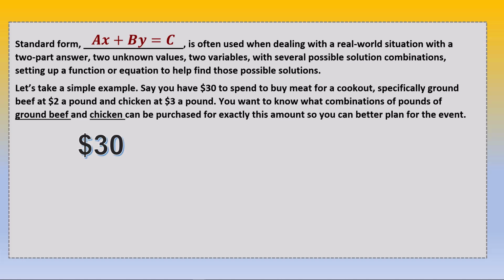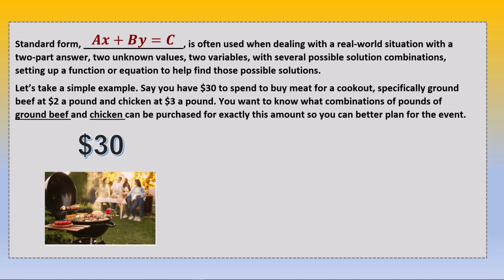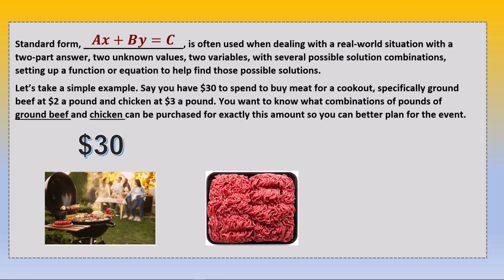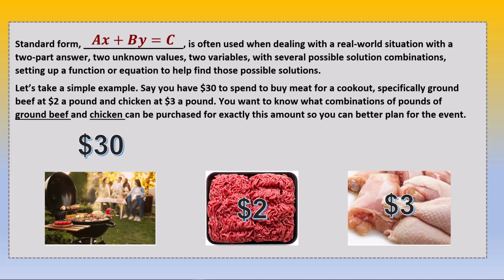Say you have $30 to spend to buy meat for a cookout, specifically ground beef at $2 a pound and chicken at $3 a pound. You want to know what combinations of pounds of ground beef and chicken can be purchased for exactly this amount, so you can better plan for the event.